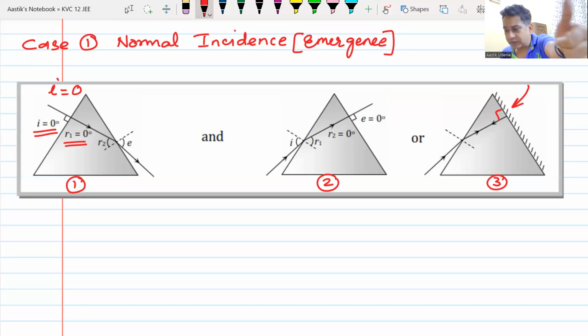Yes or no, raise of hands will give me more confidence. These are 3 different cases, and I've seen these 3 different cases come many times in the exam.